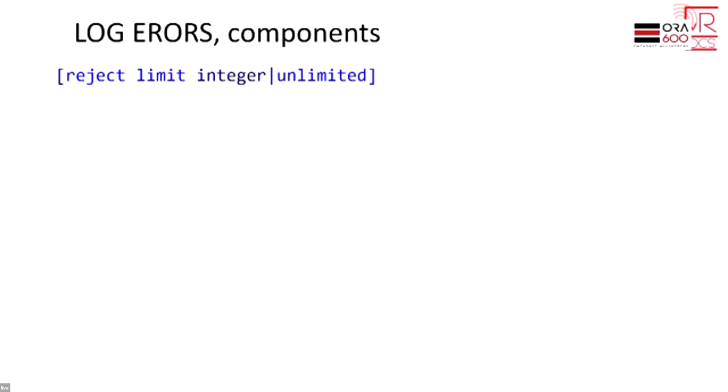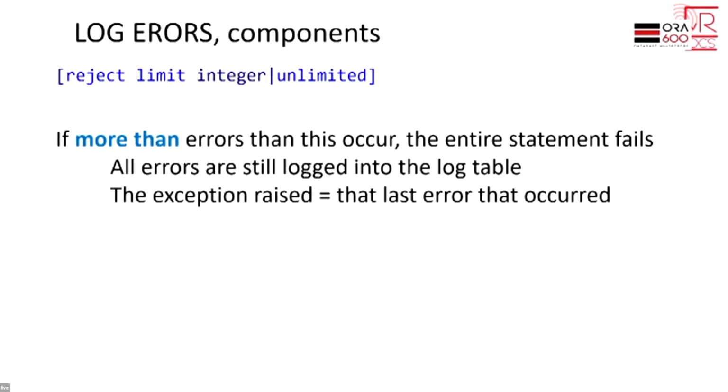Reject limit, if more errors occur than this reject limit, then your statement will fail. All the errors will have been logged, but at this point, you obviously decided this is too much. If you have this many errors, we will fail. You can set it to unlimited. It's what often happens. It's by default 0. So that means that the first error that appears, your statement will fail, the error will be logged, and that's it.